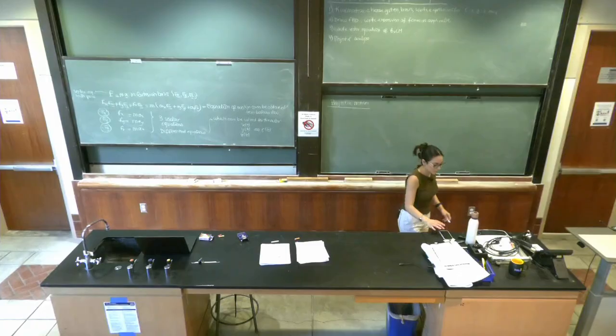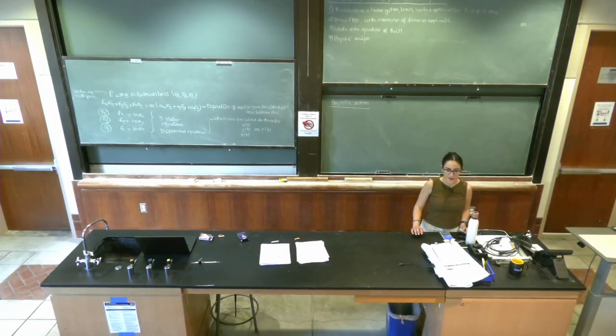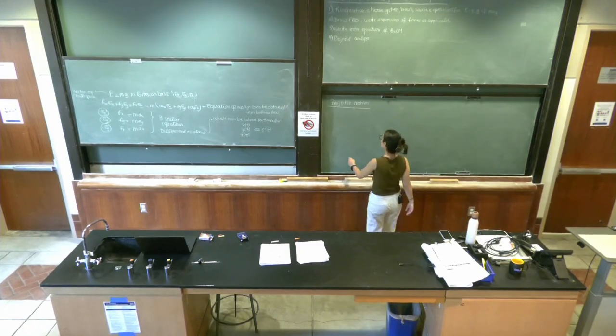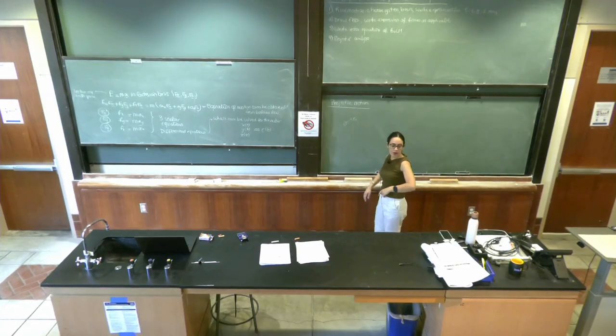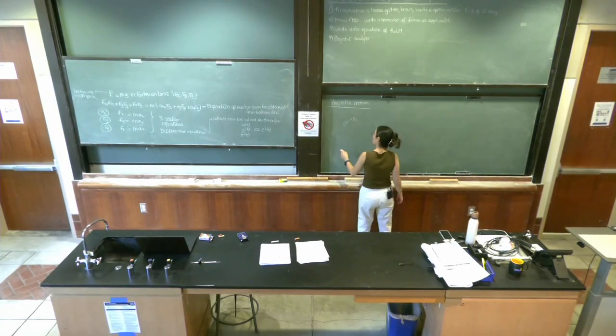Okay. It's 11:10. 1 minute and it will be 11:11. Okay. So projectile motion, consider a projectile, which is a particle that's being thrown in the air with an initial velocity v0, initial position vector r0.